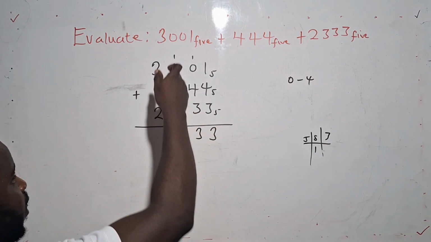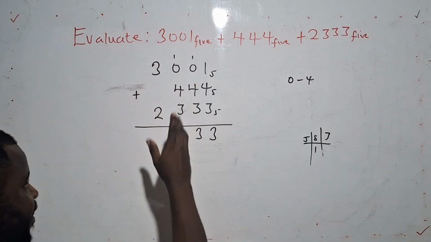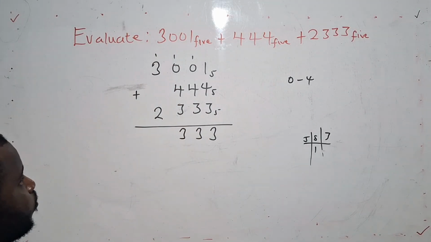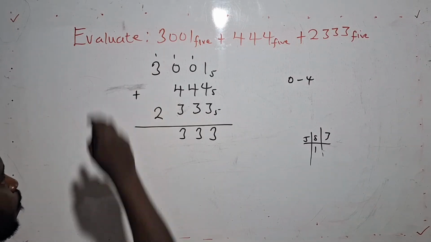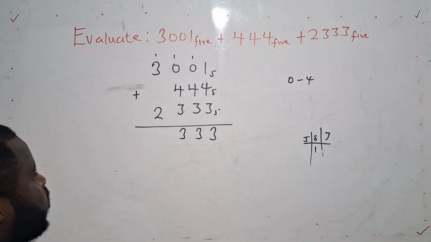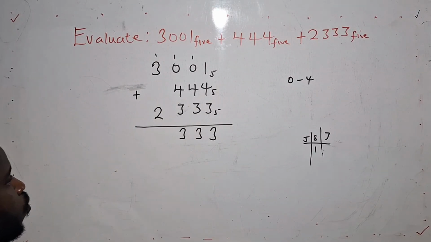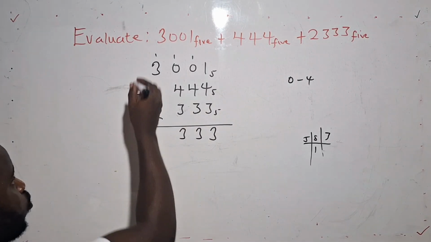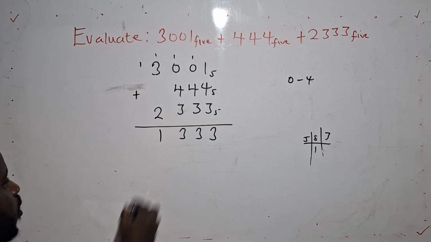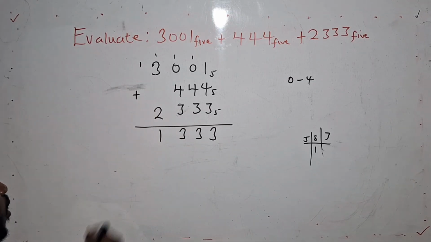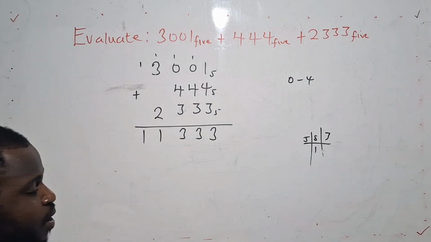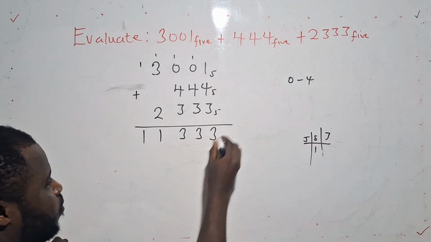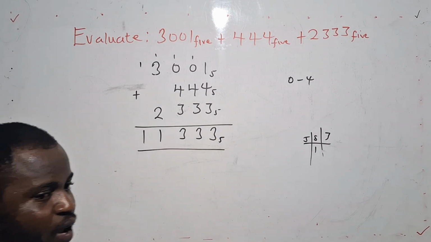Again, now 5 and 8 once again. So 1 remainder 3. Now I have 1 plus 3, which is 4. 4 plus 2, which is 6. Now 6 divided by 5 will also give me 1, remainder 1. Now I have 1 here, nothing here, so I'll just write it as my final answer. So I'll have 1, 1, 3, 3, 3, base 5 as my answer.